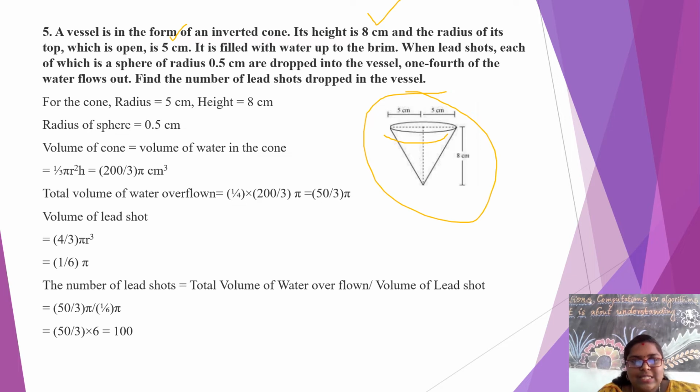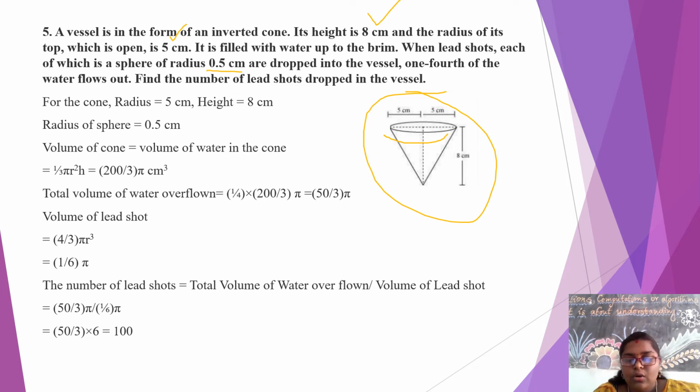When lead shots, each of which is a sphere of radius 0.5 centimeter, are dropped into the vessel, 1/4 of the water flows out. Lead shots means like spheres. While you are dropping those lead shots, 1/4 of the water flows out, which means it is coming out. Find the number of lead shots dropped into the vessel.